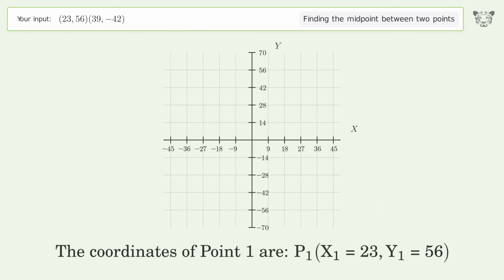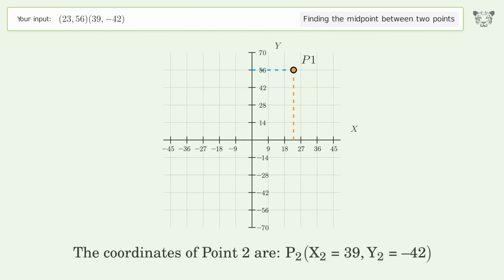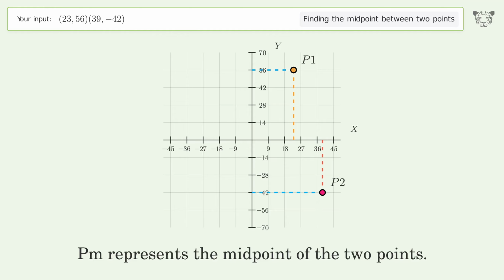The coordinates of point 1 are, x1 equals 23, y1 equals 56. The coordinates of point 2 are, x2 equals 39, y2 equals negative 42. PM represents the midpoint of the 2 points.